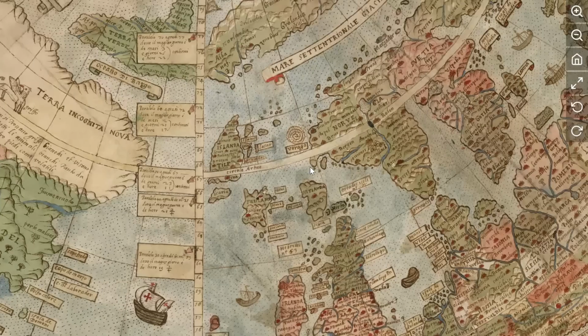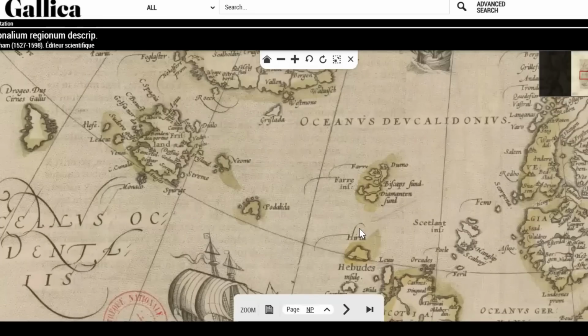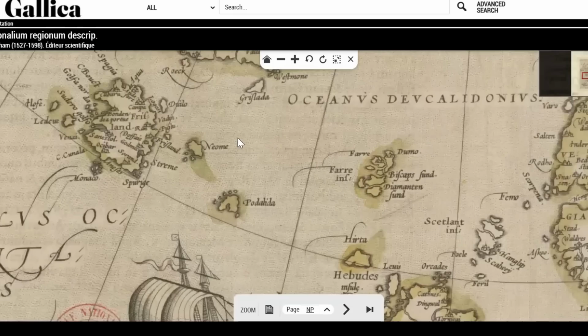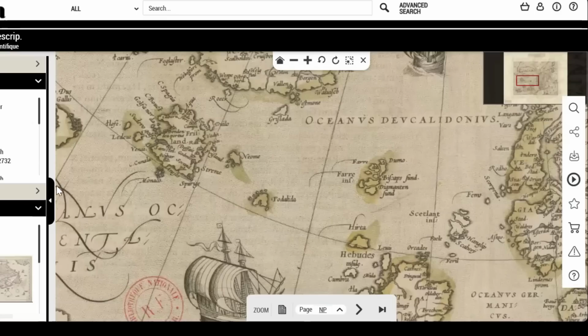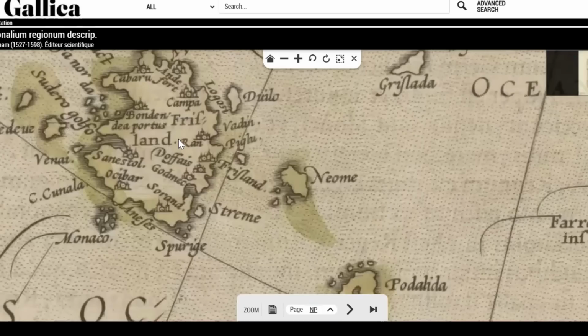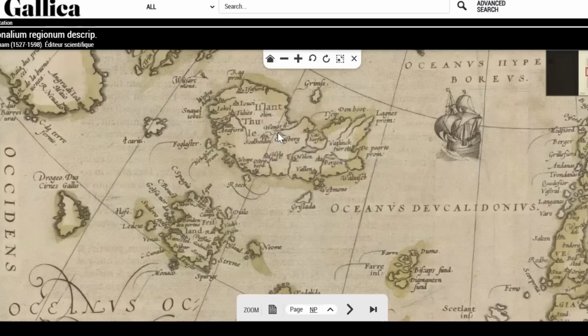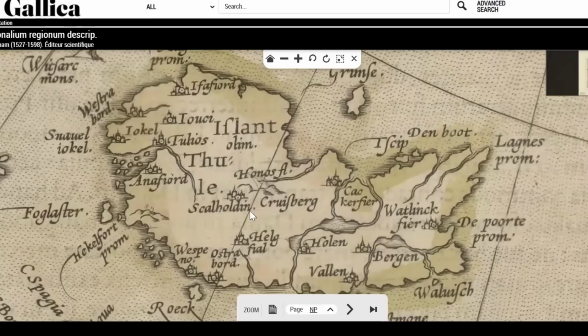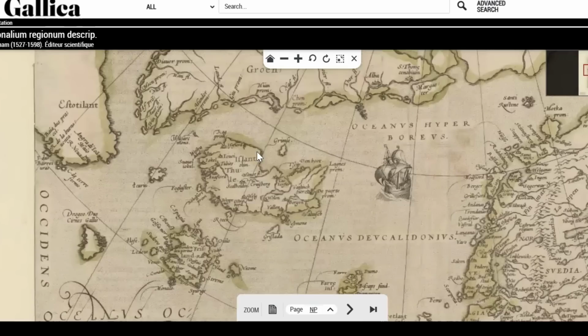So something's going on here, right? Because if we come back to this map, Hitlandia is gone on this. This is 50 years after, I think, the planisphere. We have Friesland still there, which basically is where they show Iceland today. Then we have the island of Thule, and then Greenland, and we have no Iceland.